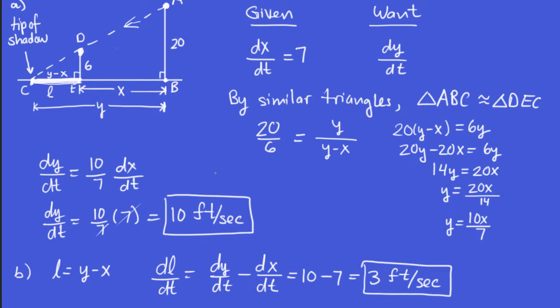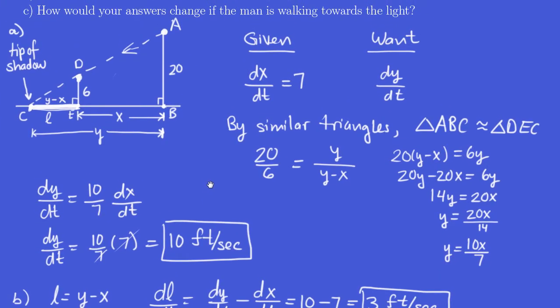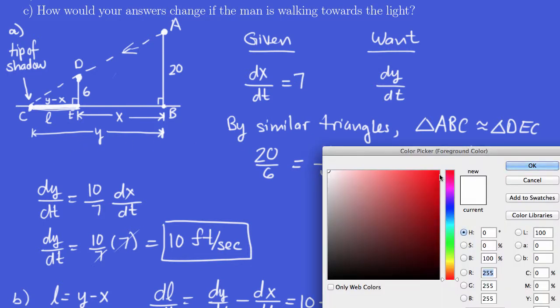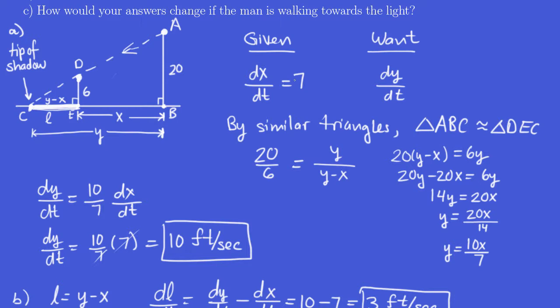Now how about part C? What does C ask again? How would things change if the man was actually walking in this direction, towards the light? Well, let's think about that for a moment. As I mentioned before, if he's moving towards the light, then dx/dt is actually going to be negative 7, right? Why don't I just grab another color here? And let's just quickly write in some changes. So that would be one change. dx/dt would be negative 7.